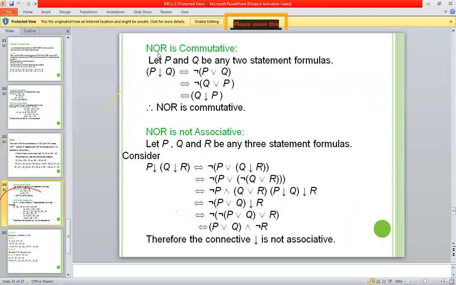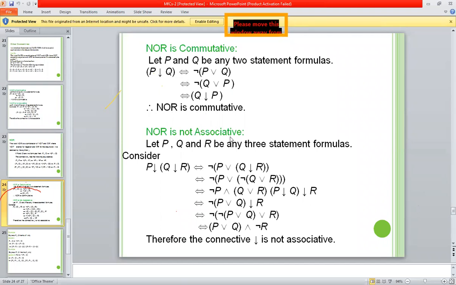Next, we show that NOR is commutative and NOR is not associative. Example: let P and Q be any two statement formulas. P NOR Q can be written by the rule as negation of P or Q. By the commutative law, this is Q or P. By the rule of NOR again, we write Q NOR P. So P NOR Q is equivalent to Q NOR P, and NOR is commutative.